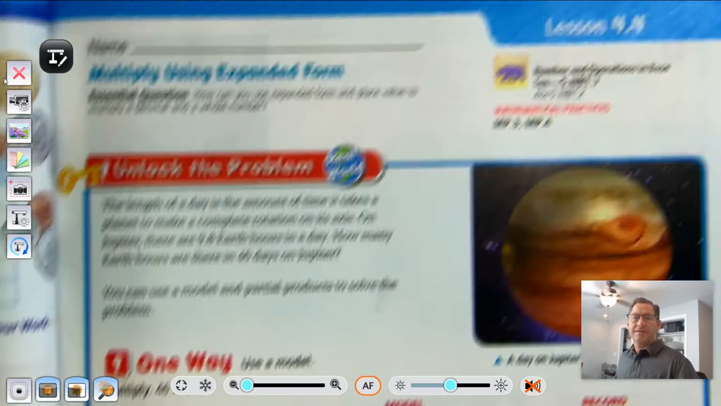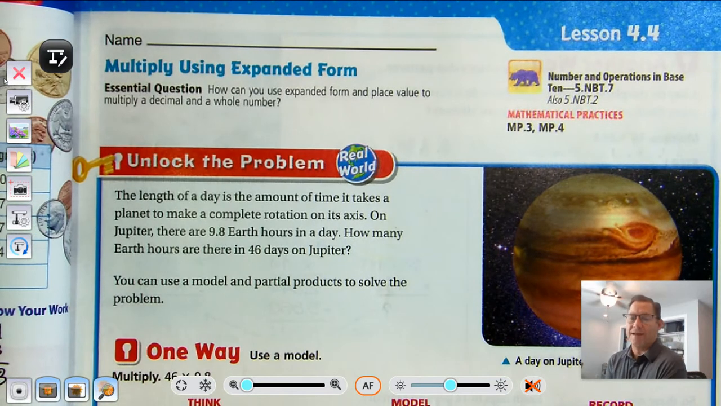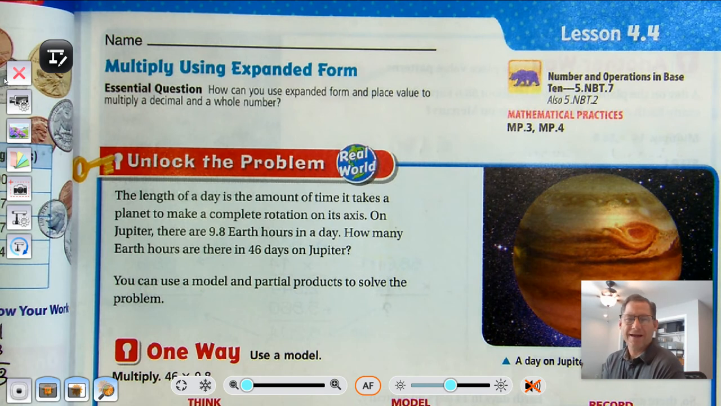Hello, everybody. In today's lesson, lesson 4.4, multiply using expanded form. In this lesson, our essential question is, how can you use expanded form and place value to multiply a decimal and a whole number? And we're on page 179 of the 5th grade Go Math textbook.